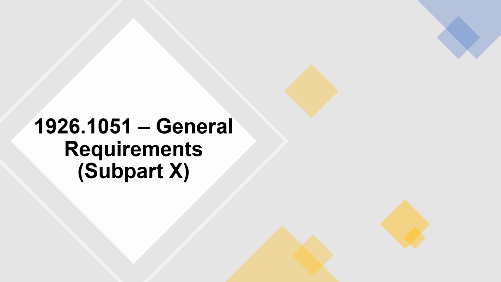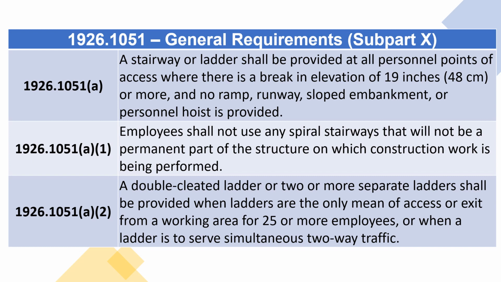1926.1051, General Requirements, Subpart X. 1926.1051(a). A stairway or ladder shall be provided at all personnel points of access where there is a break in elevation of 19 inches, 48 centimeters, or more, and no ramp, runway, sloped embankment, or personnel hoist is provided.